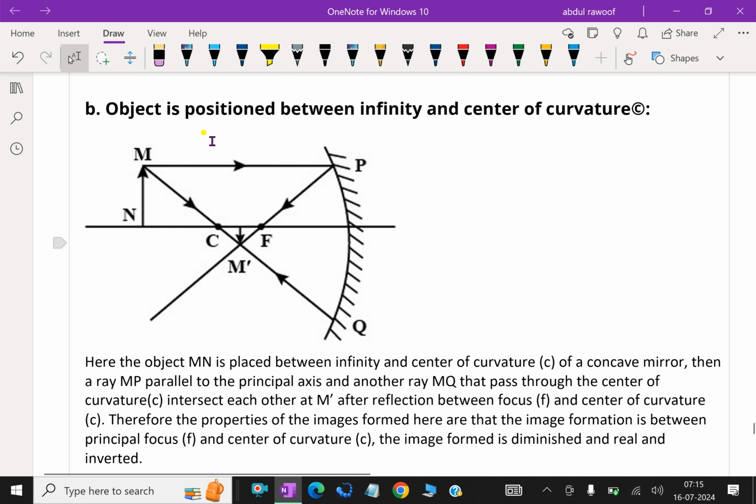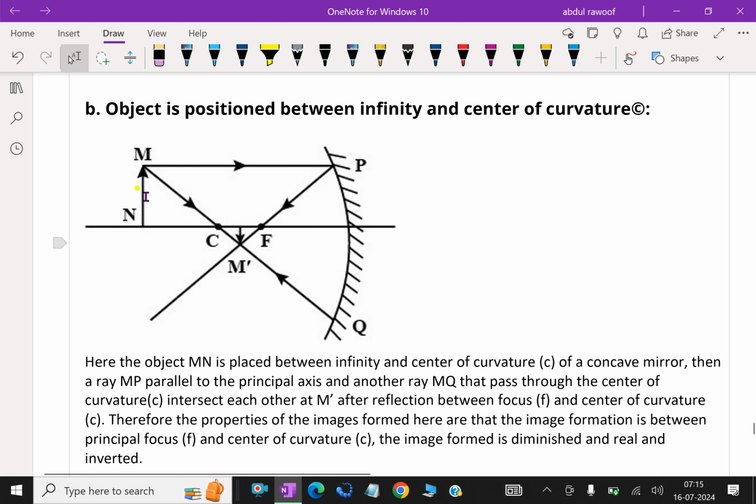Next one, the object is positioned between infinity and the center of curvature. Suppose the object is in between infinity and the curvature point C. Here NM is the object. First ray, by rule, goes from M parallel to the main axis, the principal axis, and comes back through the focus. One more ray passes through the center of curvature and comes back to that position. So the image is formed in between.